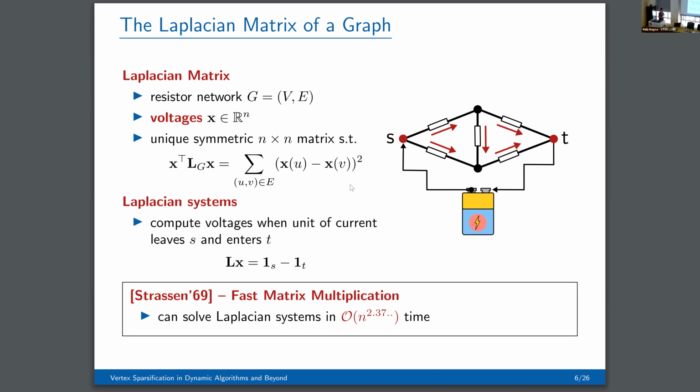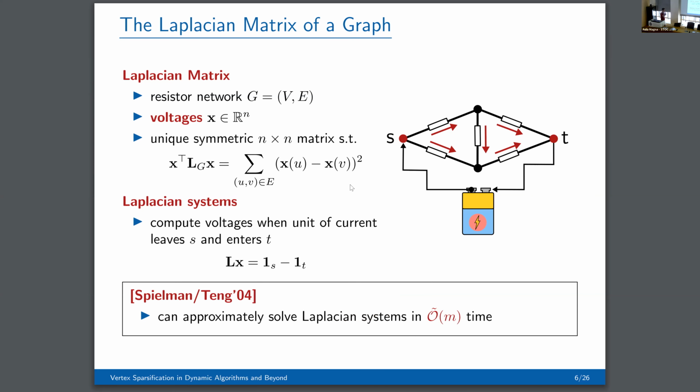And then finally, there is this breakthrough work of Spielman and Teng that showed that you can solve the Laplacian systems to high accuracy in near linear time. And this m is the number of non-zero entries in the Laplacian. Okay.